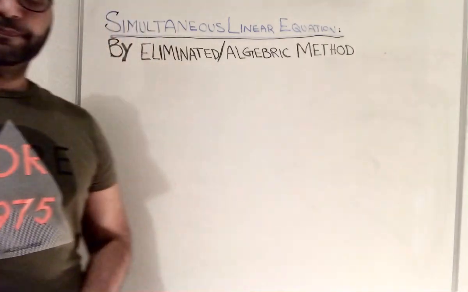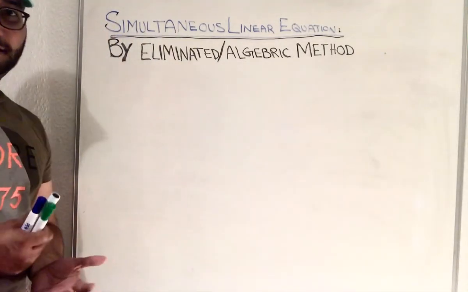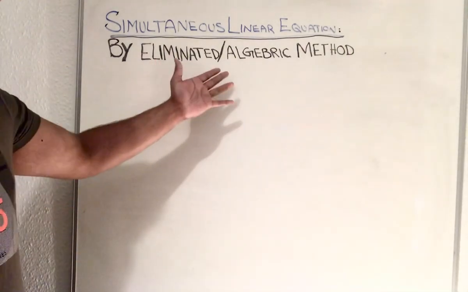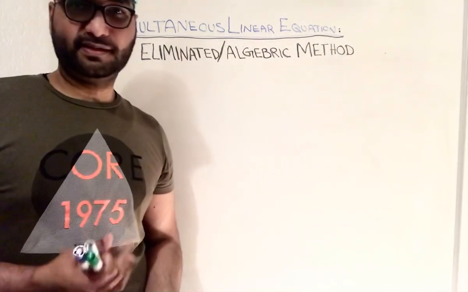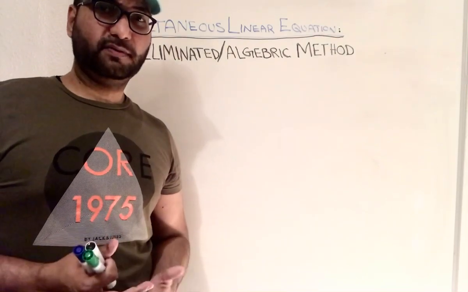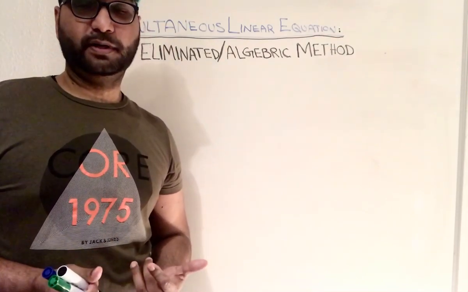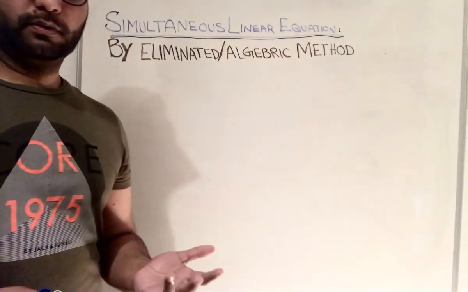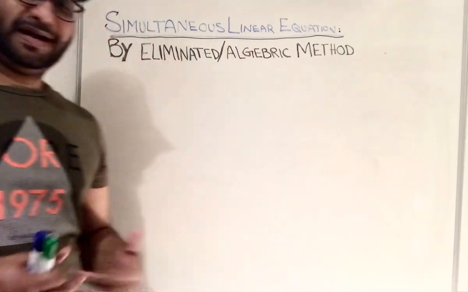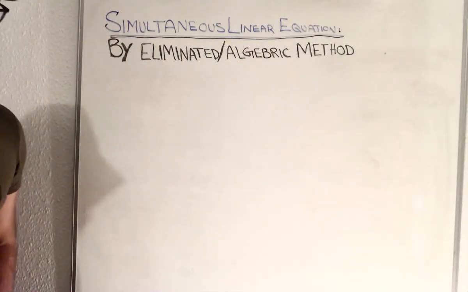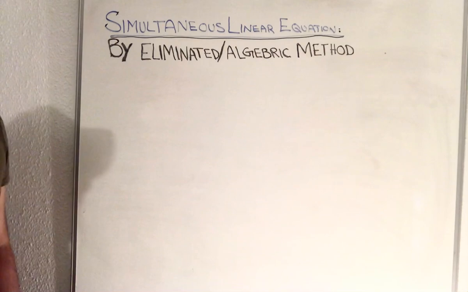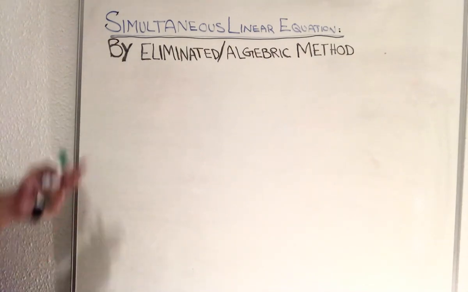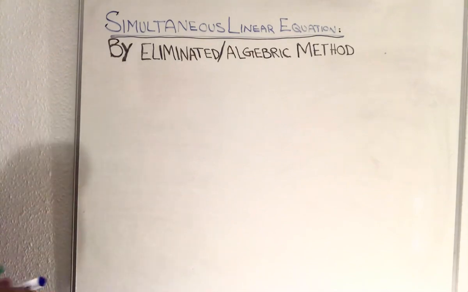Hello guys, this is the second method to solve simultaneous equations, by the elimination or algebraic method. Both are the same, but the question will ask you to solve by the elimination one, the graphical one, the algebraic one or the substitution one. So you have to decide which method you think is the easiest and just try that one. Now here they have given us the elimination or algebraic method.